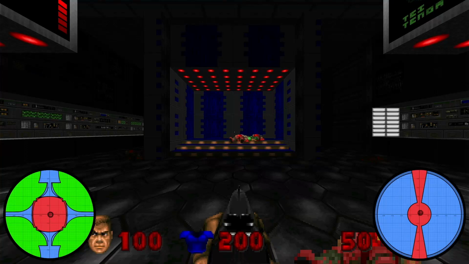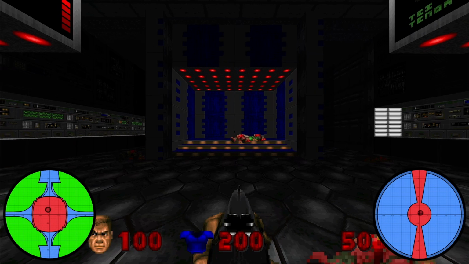Alright, so hey everyone, today I want to take a look at the Doom 1 and 2 re-release. This is being demonstrated on the Xbox Series X. This re-release basically replaces the Unity ports that came out in 2019.